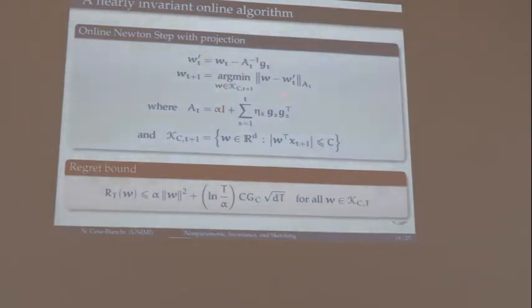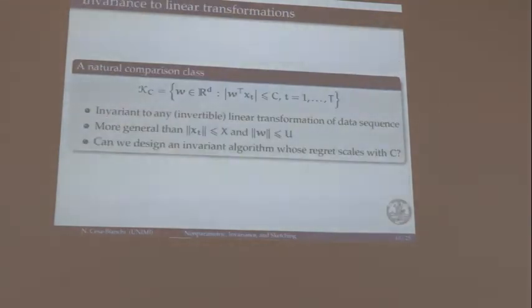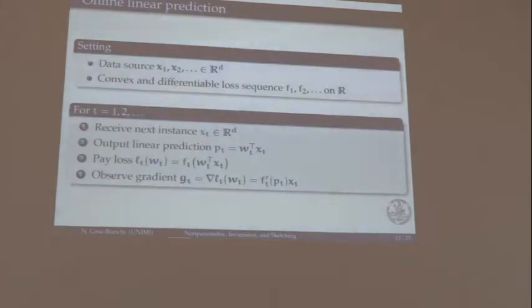And then I'm making this projection. Now look at the set. I'm making the projection of the set of W such that W will have a bounded linear prediction on the next data point. How can you do that? Well, the next data point I see. You remember the setting. I see the point, and then I pick up my prediction.